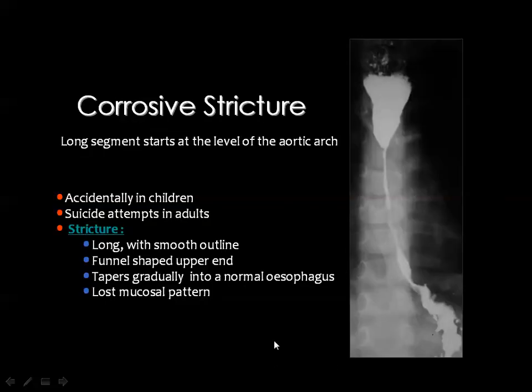Then corrosives may be accidentally taken by children and may also be taken by adults in suicidal attempts, and they will result in coagulative necrosis of the mucosa and the underlying submucosal tissues of the esophagus, with the end result of a long segment of esophageal narrowing, with, of course, proximal dilatation of the esophageal segment. This may lead to shortening of the esophagus and pulling of the stomach into the chest, resulting in hiatus hernia as well.